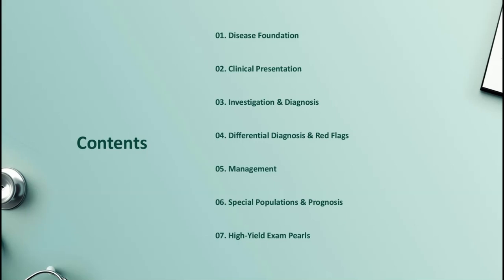Here's our roadmap. We'll begin by establishing the disease foundation, what MS actually is, why it happens, and who it affects. Then we'll move into clinical presentation because recognizing classic symptom patterns is essential. After that, we'll cover investigations and diagnostic criteria, especially the updated McDonald criteria. We'll also discuss important mimics and red flags because misdiagnosis in neuroimmunology can have serious consequences. Finally, we'll cover management, prognosis, pregnancy considerations, and the high-yield exam facts that frequently appear in postgraduate assessments.